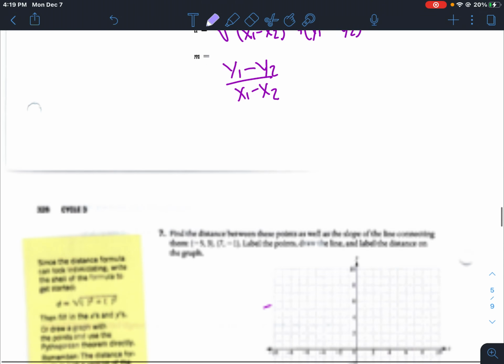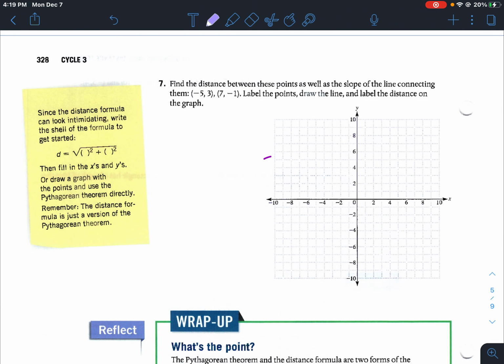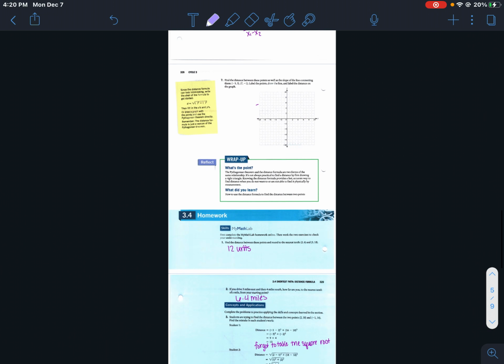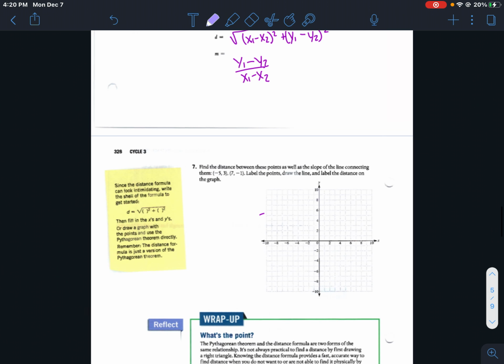Okay, and is that all I have? Yes, that's all I have for today. No, did I say 7? Let me double check. No, I didn't say 7. The answer key has 7. If you want to do 7 on your own, go for it. Otherwise, go ahead and do the homework problems.